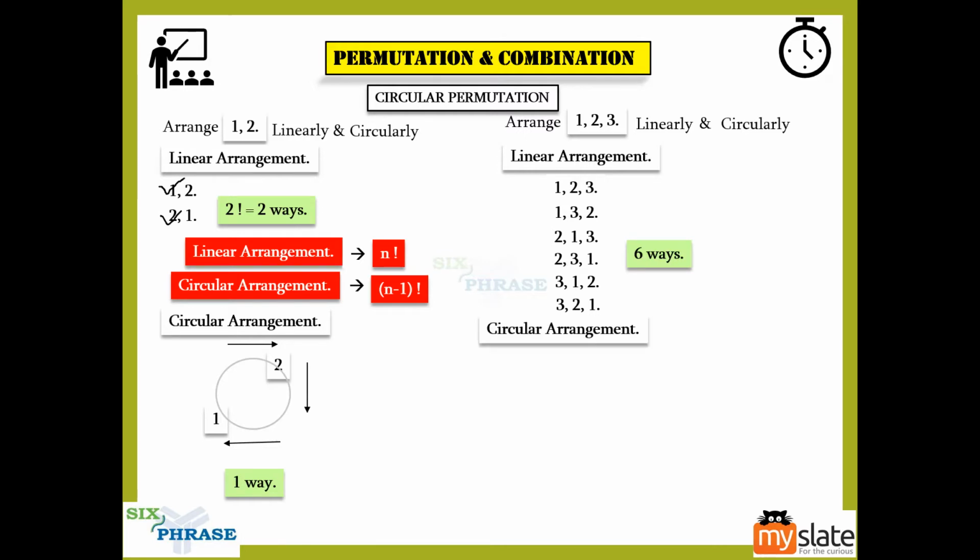Now, what could be the answer for circular arrangement? Can you tell me without drawing the circle, what the answer is? Yes. See, 6 ways is nothing but 3 factorial. So the circular arrangement will be 3 minus 1, 2 factorial, right? Just look at this formula. If linear arrangement is 3 factorial, circular arrangement will be 3 minus 1, 2 factorial. So if it's 6 ways, circular arrangement will be 2 factorial, 2 ways, right?